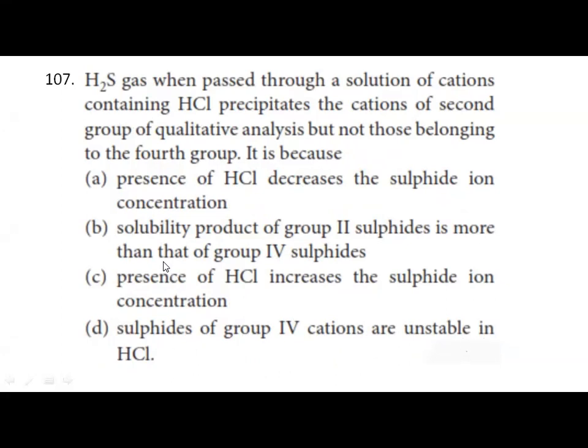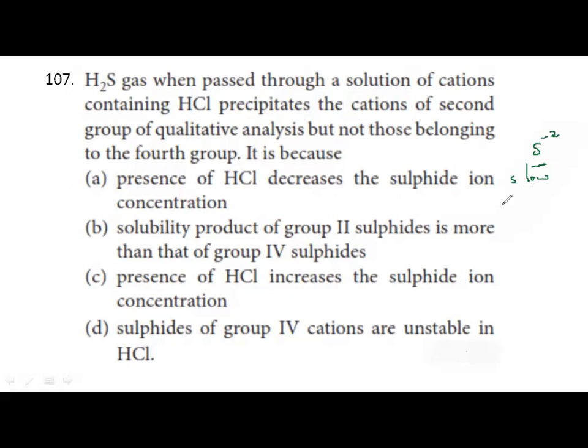See, when we speak about the cations of group 2, they are precipitated as their sulfides. The solubility of sulfides of group 2 radicals is very low. Therefore, even with low concentrations of S2 minus ions, the ionic product exceeds the value of their solubility product.